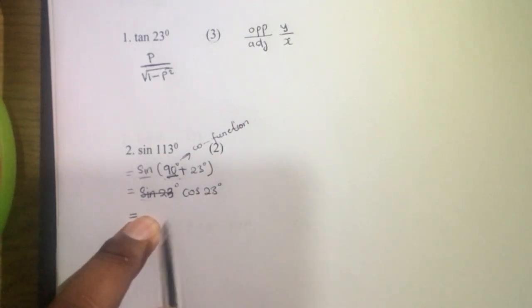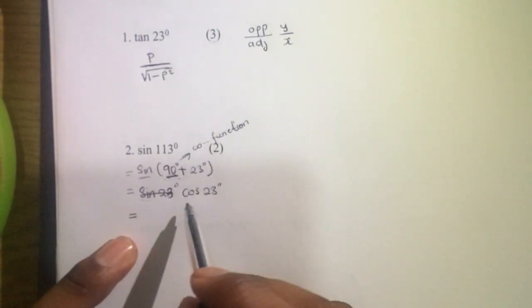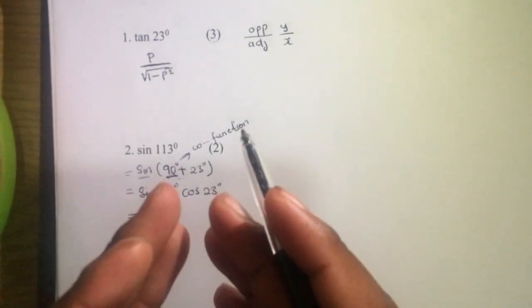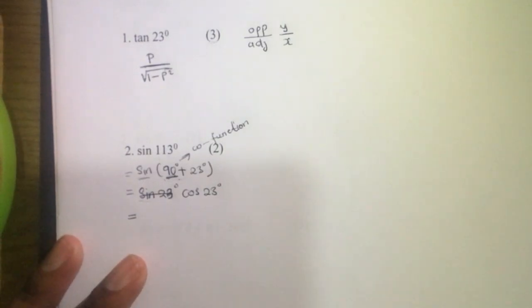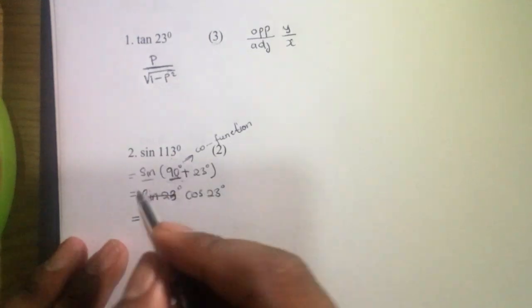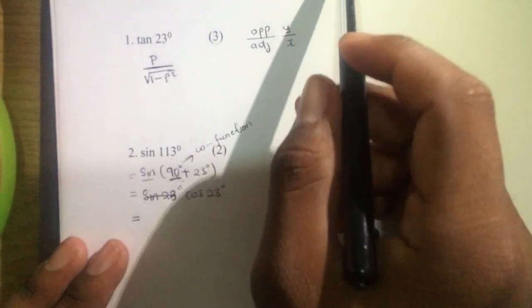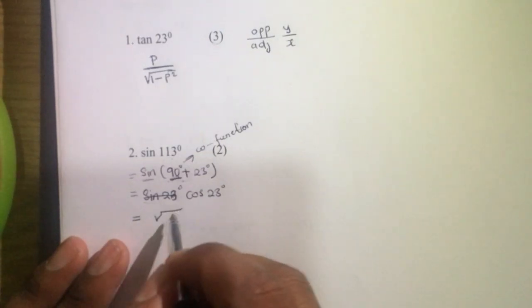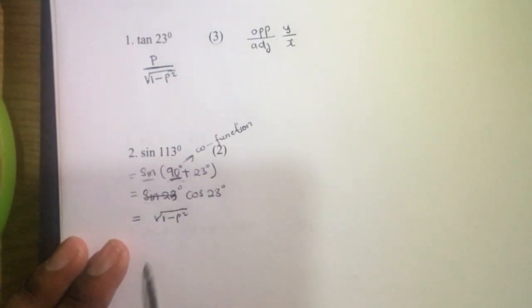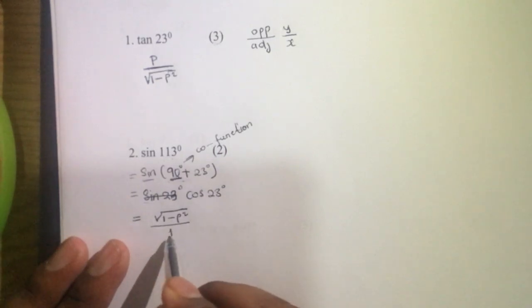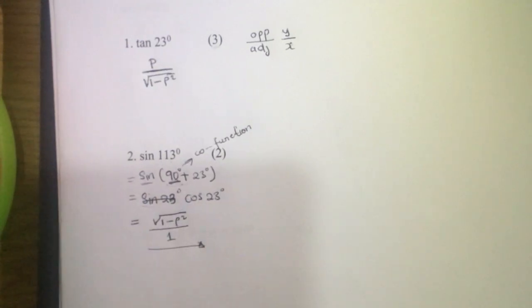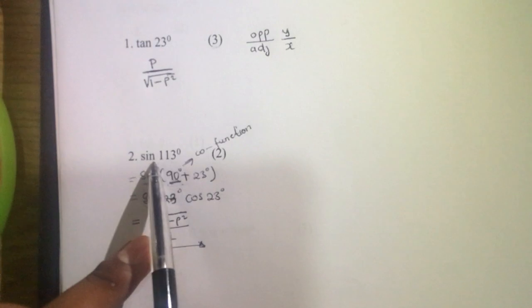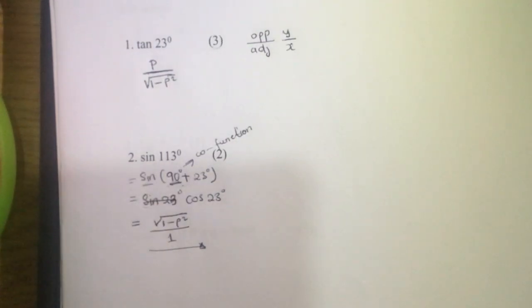Now we want to express cos 23 in terms of p. So we remember cos is equal to adjacent side over hypotenuse side. Then adjacent side is x, hypotenuse side is r. What is the value of x? We have calculated the value of x as root 1 minus p squared. Remember? Then what is the value of r? It is 1. So you are done expressing cos 23, or we may say sine 113, in terms of p.